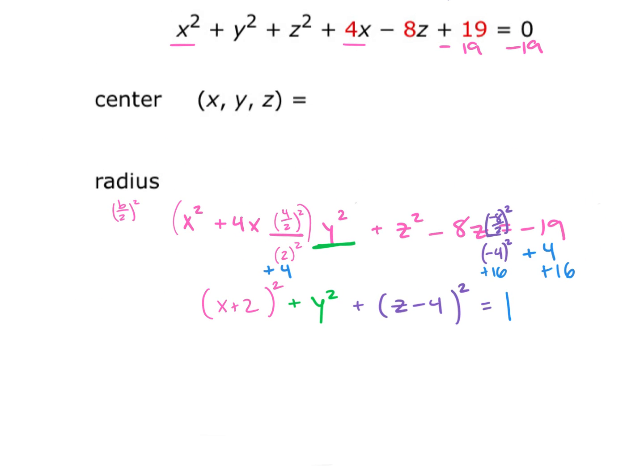So what's my center here? Perfect. Negative 2, 0, and 4. You always switch the signs. So negative 2. Y doesn't have anything with that, so that's why our y is 0 and positive 4. And then what is our radius? 1. Whatever it's equal to, we want to take the square root of that. So the square root of 1 is just 1.